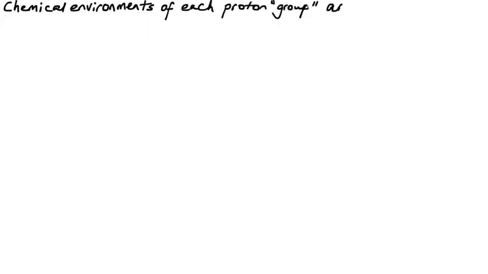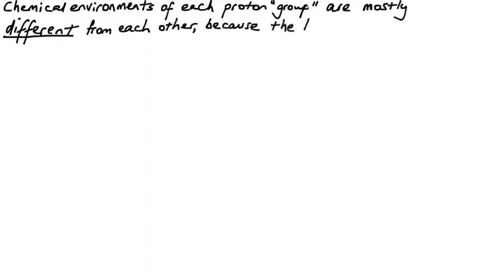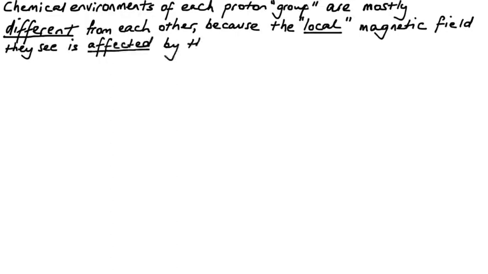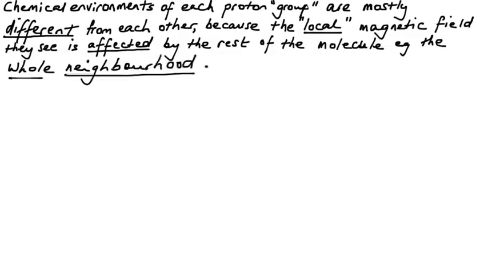The plot is thickening. Now, here's my own lovingly prepared diagram to try and explain this to you. Chemical environments of each proton group, and a group means the ones that are attached to a specific carbon in the molecule, that constitutes a group. They're mostly different from each other because the local magnetic field they see is affected by the rest of the molecule. That is the whole neighbourhood of the whole molecule, okay? Not just any particular electronegative atom, it's a whole range of things.